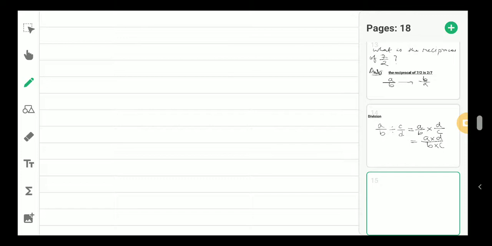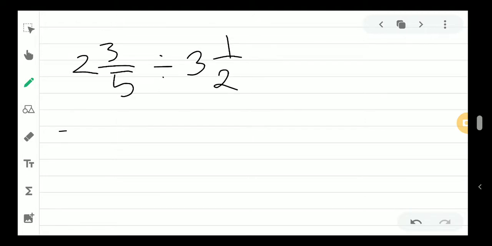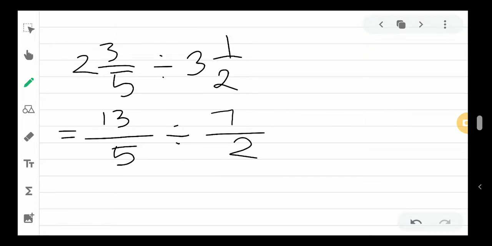Let us divide 2 whole 3 by 5 by 3 whole 1 by 2. First of all, change them into improper fractions. 5 2s are 10, 10 plus 3 is 13. In the same way, for the next one, 2 3s are 6, 6 plus 1 is 7.